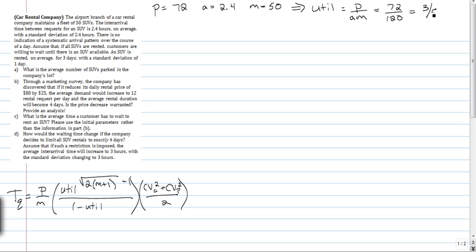If we multiply that utilization times the 50 cars in the fleet, we know that 30 are being utilized, and the other remaining 20 are sitting in the lot. So therefore, the answer to part A is 20 SUVs.